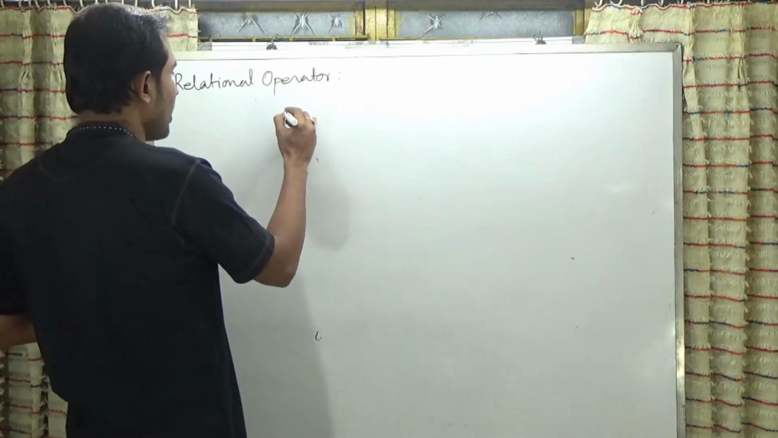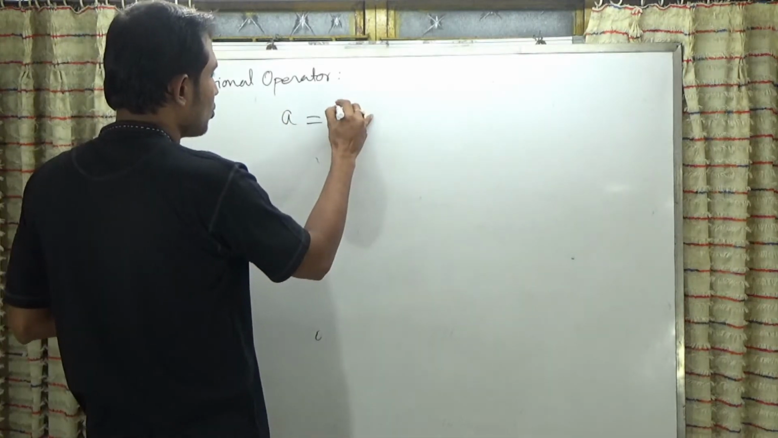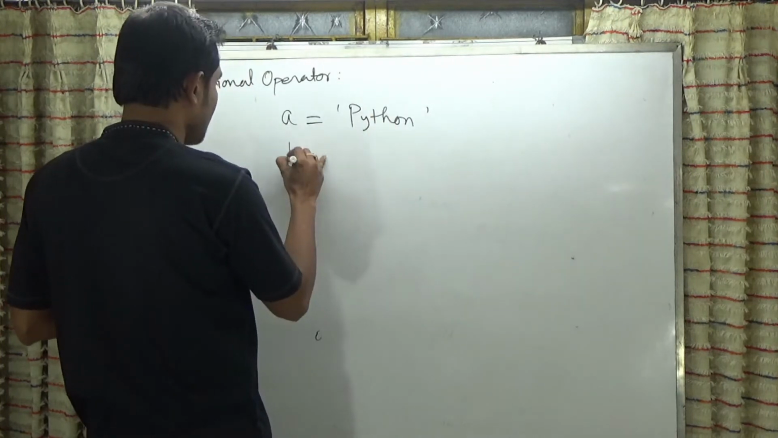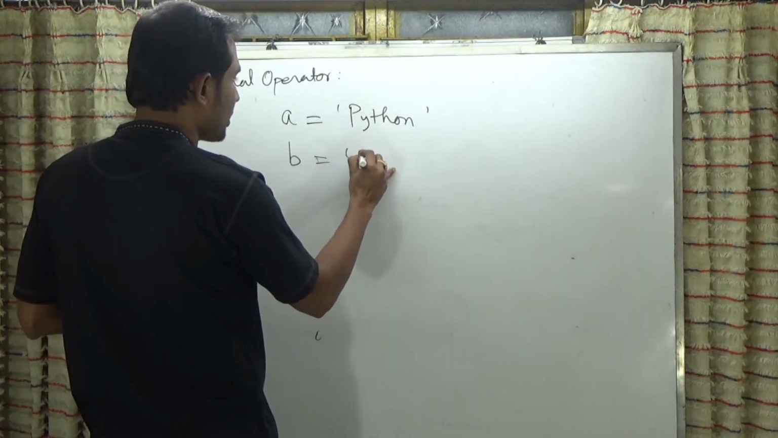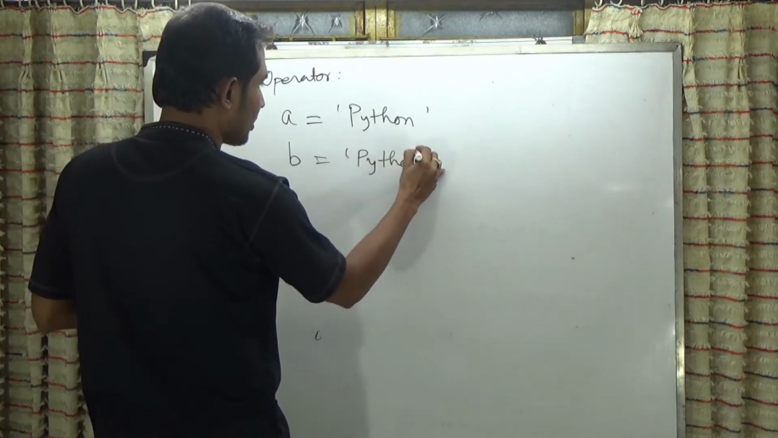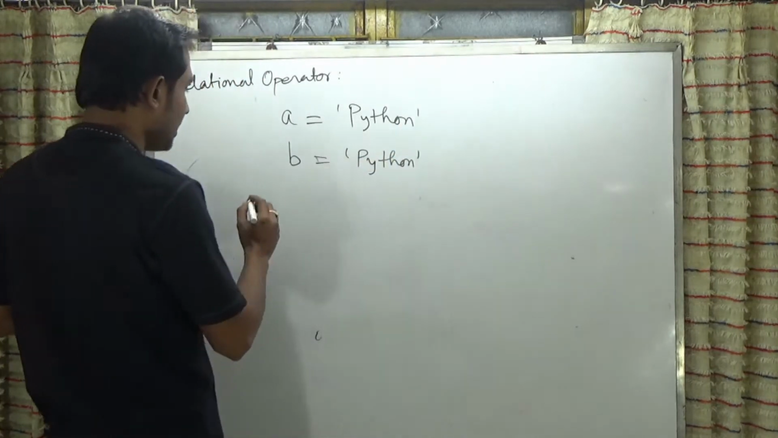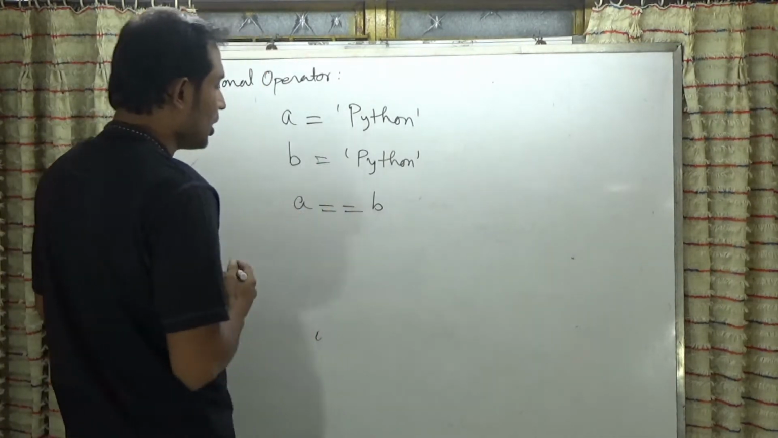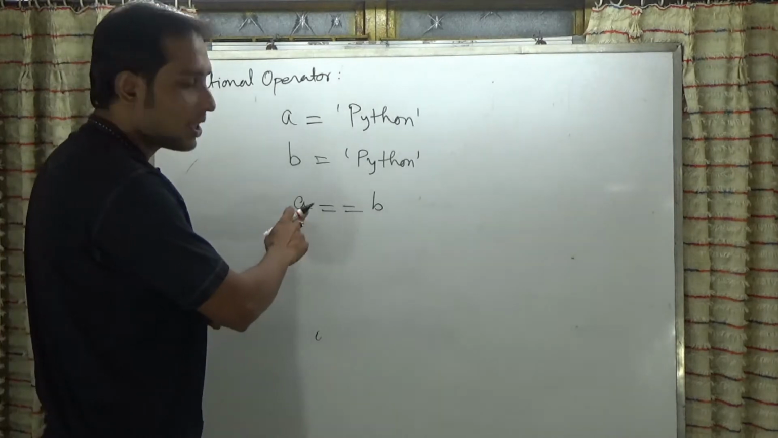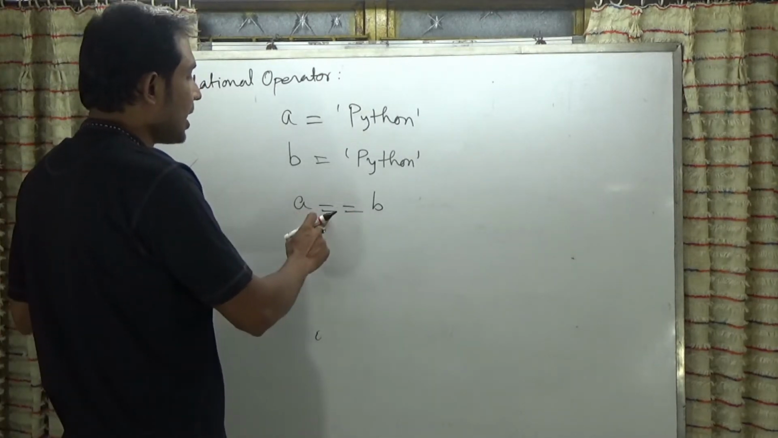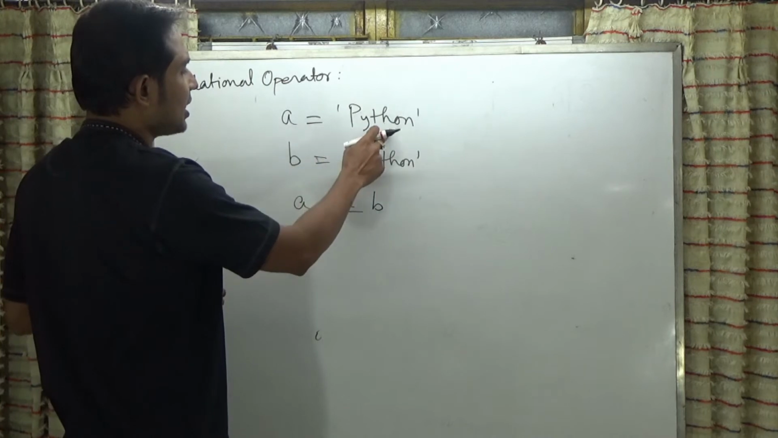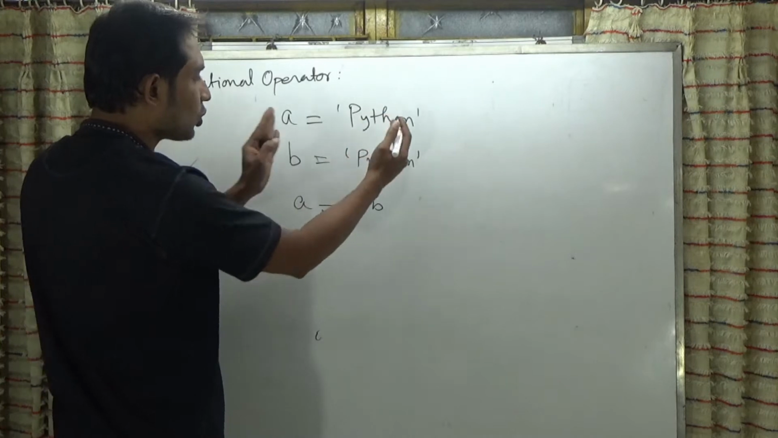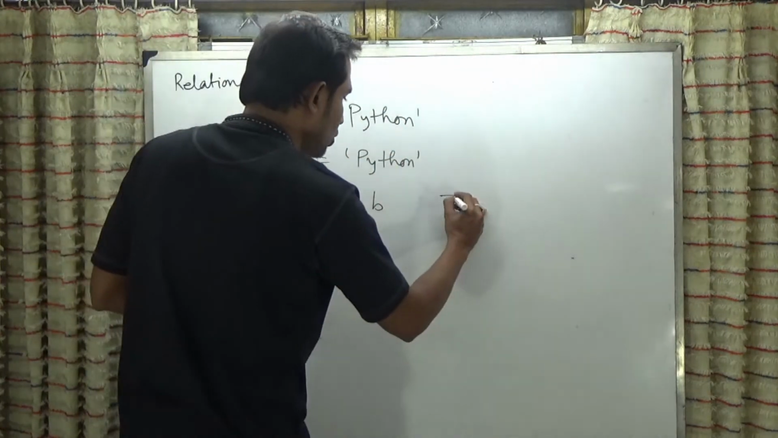Suppose the value of A is Python and B is also Python. If I check whether A and B are the same by writing the relational equal to operator, then A is Python and B is also Python. As both strings are the same, it returns true.